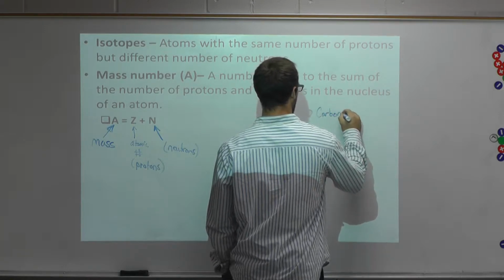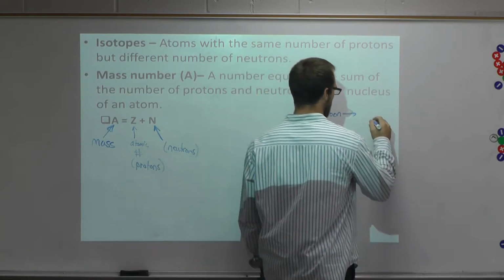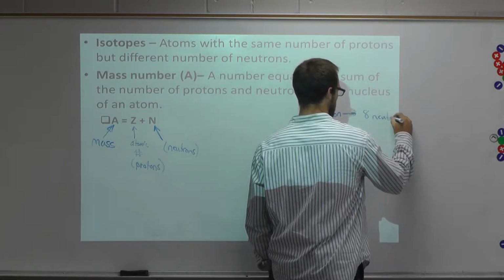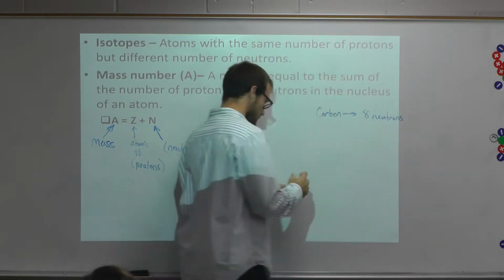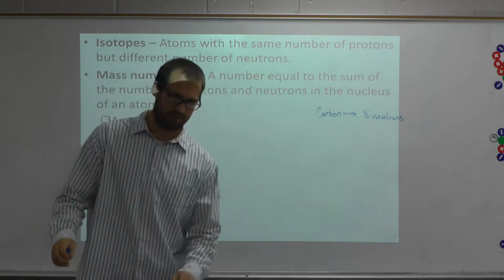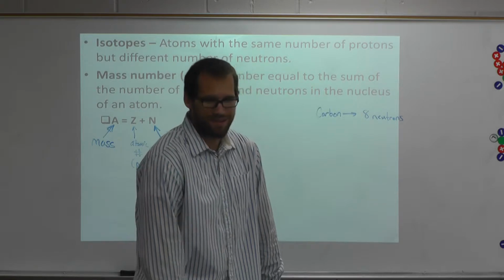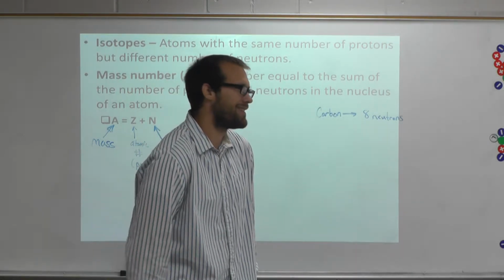A particular carbon atom has 8 neutrons. Tell me the mass number. 14, because 8 plus 6 is 14.